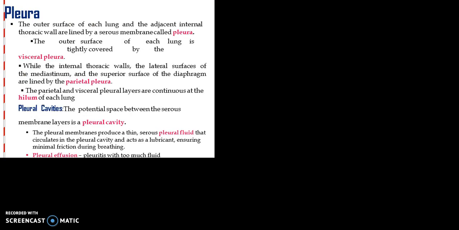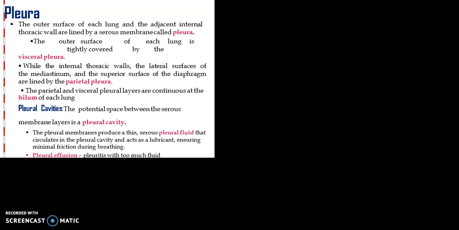Pleura. The outer surface of each lung and the adjacent internal thoracic wall are lined by a serous membrane called pleura. As the skull protects the brain, in the same way the pleura protects the lungs. The outer surface of each lung is tightly covered by the visceral pleura. Visceral stands for the internal organs, while the internal thoracic walls, the lateral surface of the mediastinum, and the superior surface of the diaphragm are lined by the parietal pleura.